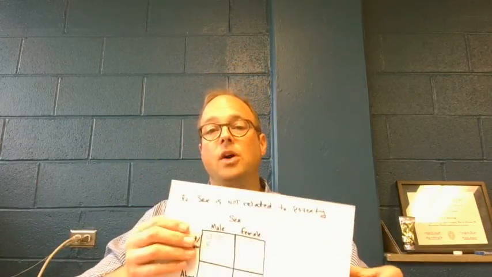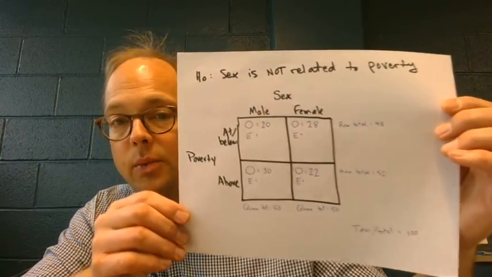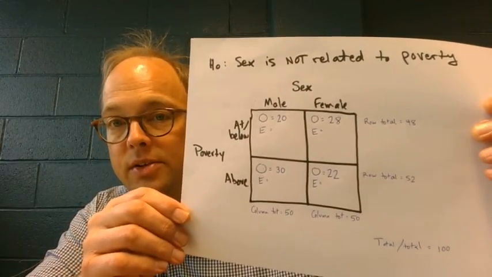I then used that hypothesis along with the others to construct a contingency table. That first example was sex is independent of, not related to, poverty. Sex was assessed as male-female. Poverty was assessed as at or below the poverty line versus above the poverty line. So this handout is a replication of that 2x2 table.